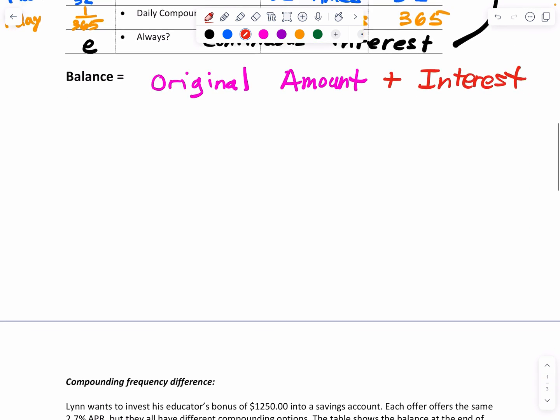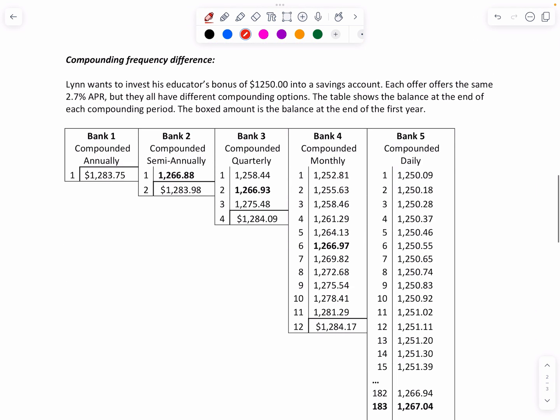All right, so continuing on. This is just an example about compounding frequency difference. So if Lynn wants to invest his educator's bonus of $1,250 into a savings account, each bank offers the same 2.7% APR. So it's the same interest rate. They're all 2.7%. But they all have different compounding options. The table below shows the balance at the end of each compounding period. The boxed amount is the balance at the end of the first year.